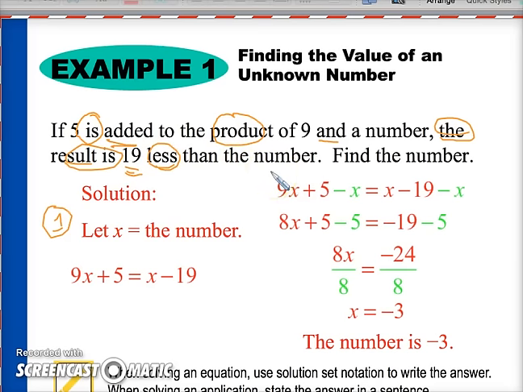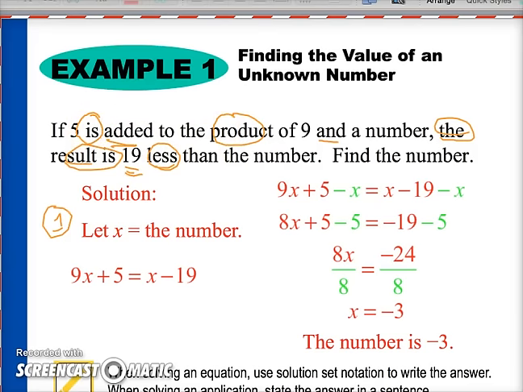So I'm going to go back and say, okay, here are some of the words here. 5 is added to the product of 9 and a number. The result is 19 less than the number. I don't know what that is. What am I going to do? So guess what? You've got to go back and look at your chart. You're going to say, well, here it says, is added to the product.